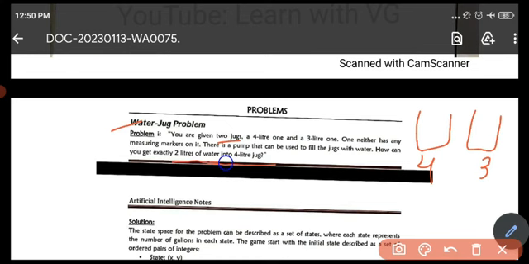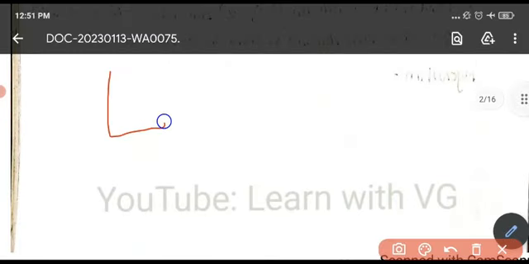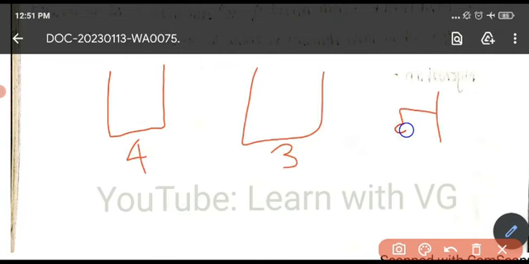So I will explain the problem again. Here you have a 4 liter jug and a 3 liter jug, and one tap. The problem is, you need to fill the 4 liter jug with only 2 liters of water. You don't have a measurement scale, you don't have any markings here. How can you do that? Later I will go with the steps. So step 1, what can you do?